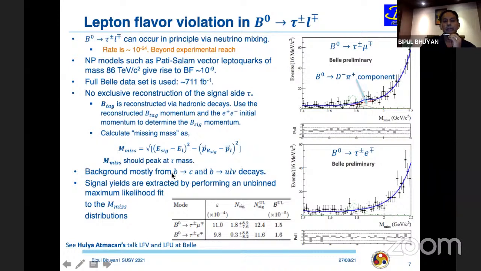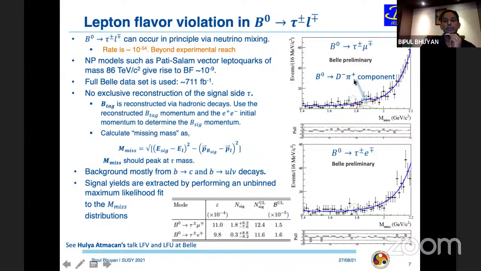The background for this process mostly comes from B to C kind of transitions and also B to u decays. To extract the signal, we perform an unbinned maximum likelihood fit to this MBS distribution, shown on the right-hand side plot for the B to tau mu and B to tau e channels. Again, we do not see any significant signal yield in both cases, so everything is consistent with the background. In the tau to mu case, we see this B to D minus pi plus component, but this is as per the expectation.